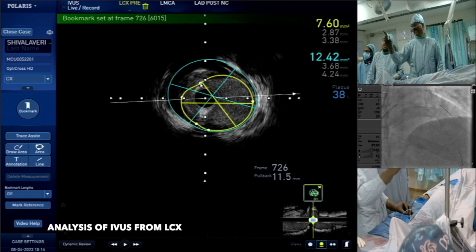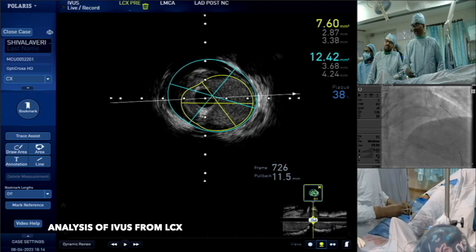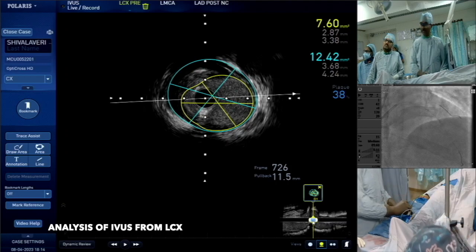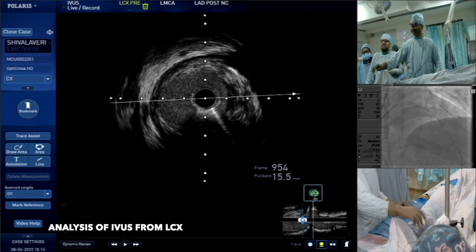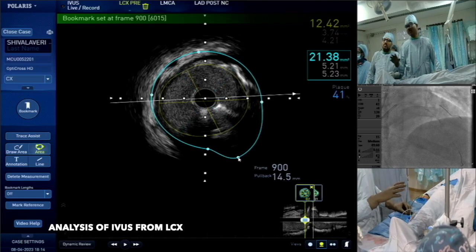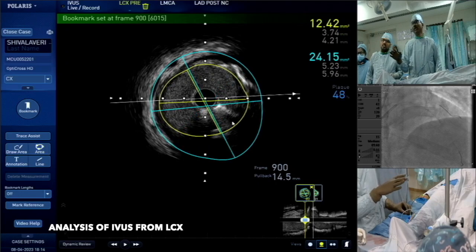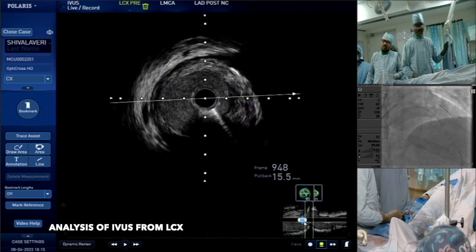So you can see the area of ostial LCX is 7.6 mm square, right? And the plaque area is 38%. So with such a lumen area and plaque area of 38%, there is no need to really protect this LCX. Because I was from LCX, I want to move my wire to a diagonal. So that is the reason I am discussing the LCX ostium first.